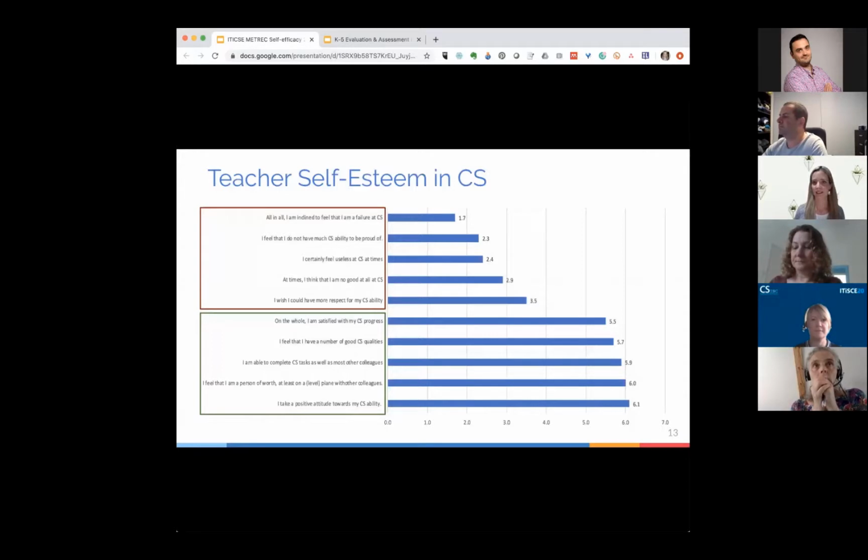Here we have the collective average of teachers' reported agreement against the self-esteem statements. And the first set of statements in the red box are those that relate to negative perceptions, such as I certainly feel useless at CS at times. And the second green box includes positive statements, such as I feel I have a number of good CS qualities. And we see that overall teachers had a higher level of agreement towards positive statements than they did for negative statements.